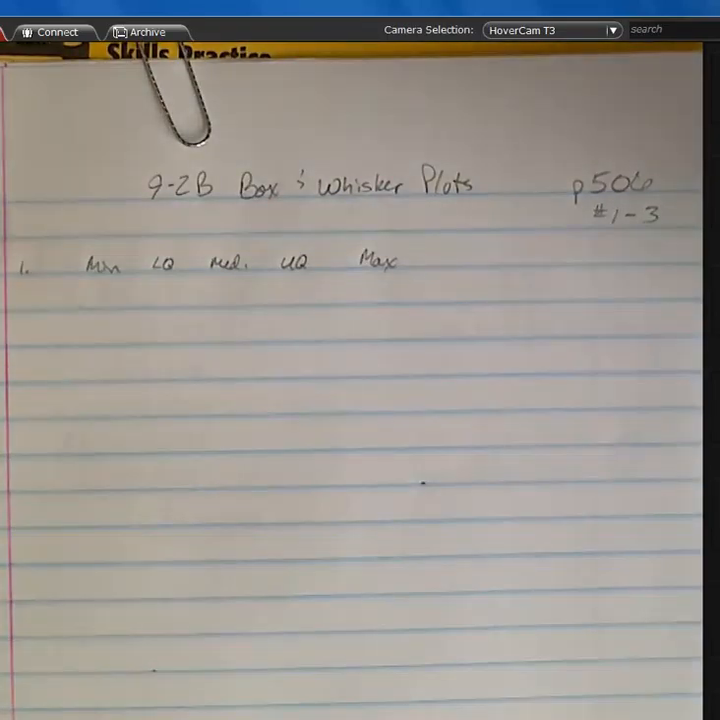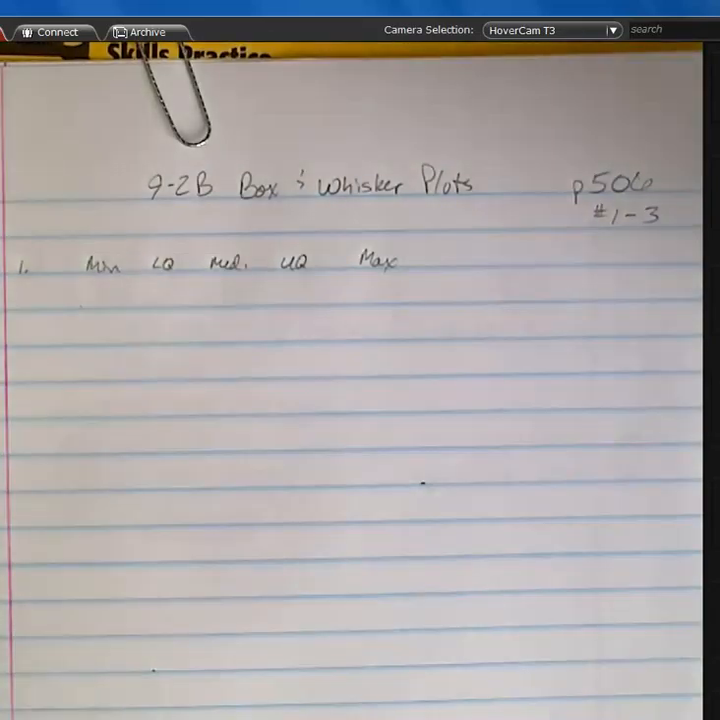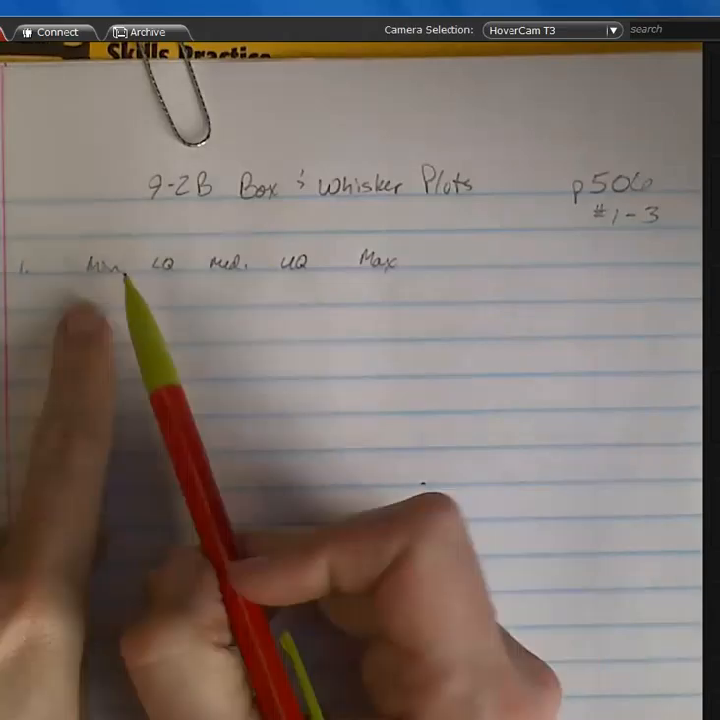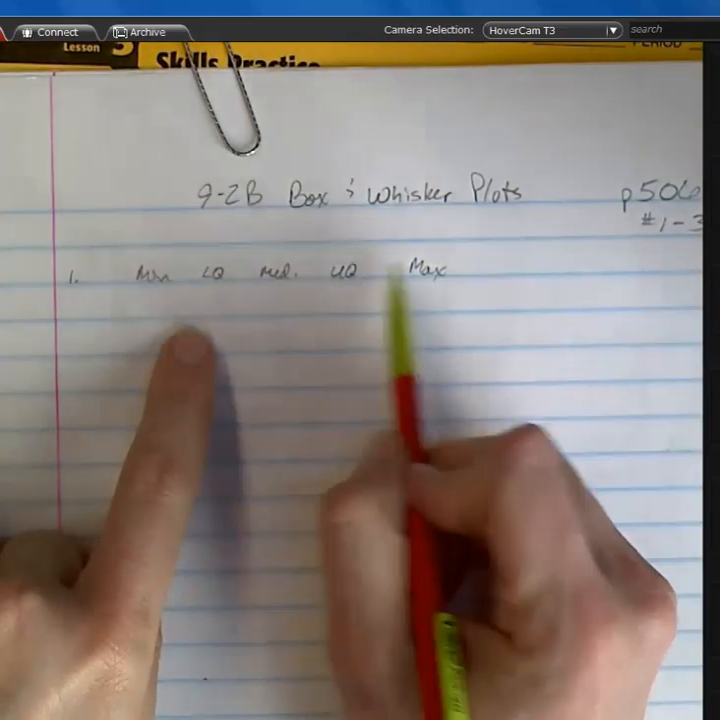We're also going to check for outliers. Write that down. You need to know that when I make a box and whisker plot, I need those 5 numbers. The minimum, the lower quartile, the median, the upper quartile, and the maximum.